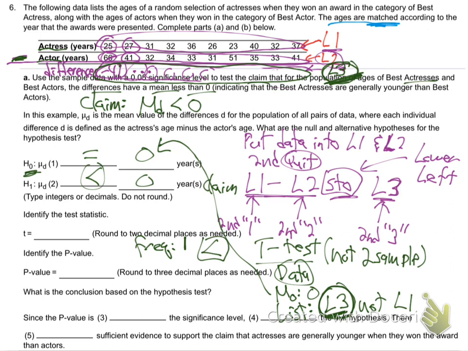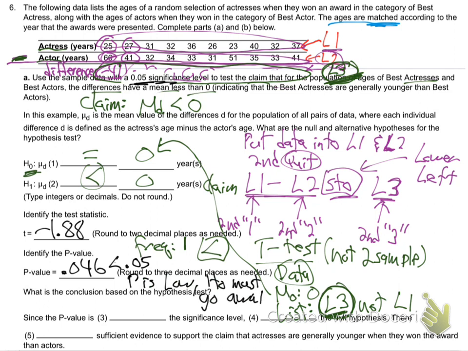And so when you do, I'm getting a t-value of negative 1.88, and a p-value of 0.046. Now, how does that p-value compare? What was our significance level? It's right here, 0.05. So that's less than 0.05, isn't it? So the p is low. The H0 must go away, right? So bye-bye to the null.